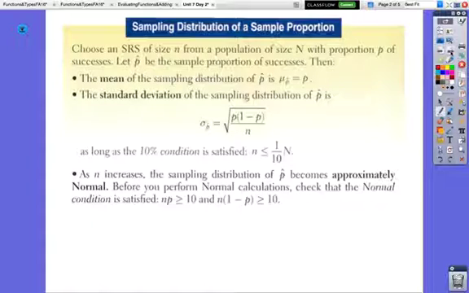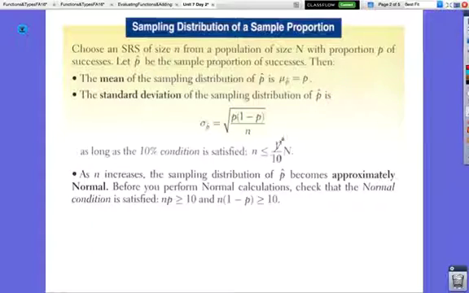Then the mean of the sampling distribution of p hat is mu of p hat, which is just equal to p. P would be, again, the proportion of successes. The standard deviation of the sampling distribution of p hat is sigma of p hat, which is equal to the square root of p times 1 minus p over n, as long as the 10% condition is satisfied. And just a reminder, this 10% condition is that the sample that you choose has to be less than or equal to a tenth of the entire population.